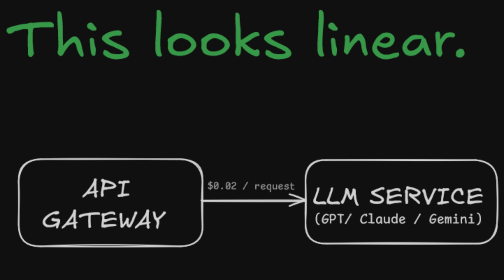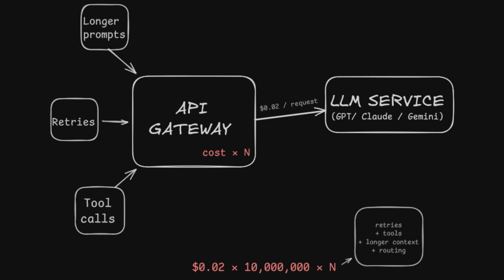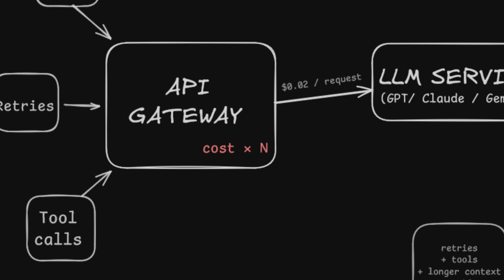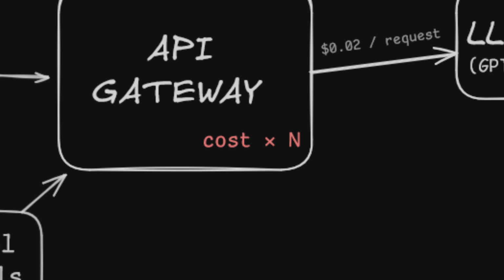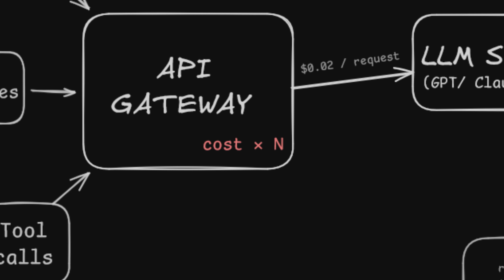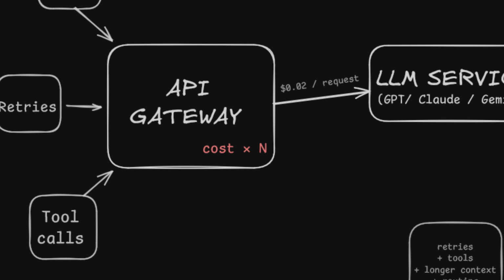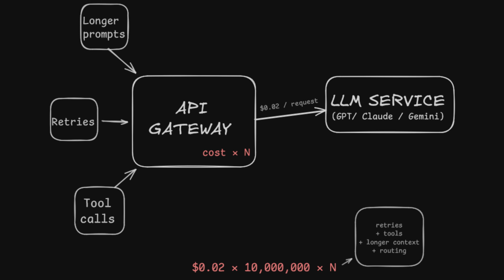That's the mistake hidden in the diagram. Not that it's wrong, but that it quietly ignores behavior. This is where the real formula appears. Not cost per request, not cost per user, but cost multiplied by n. And n is not traffic. N is behavior. It's how many times the system decides to call the model again.